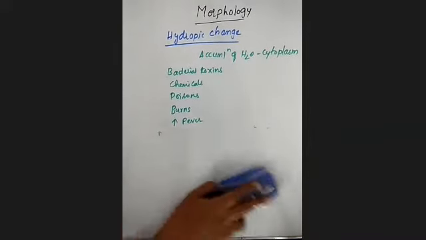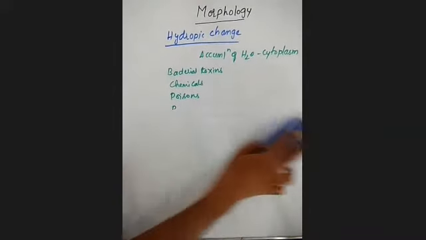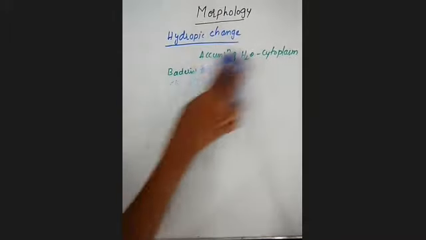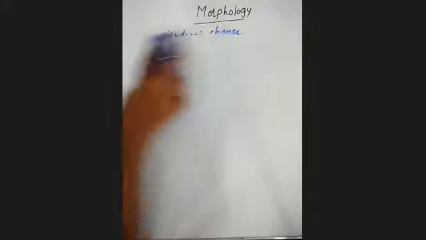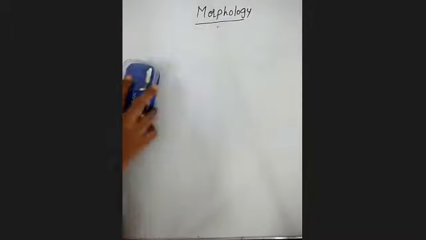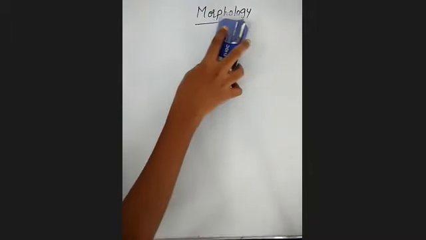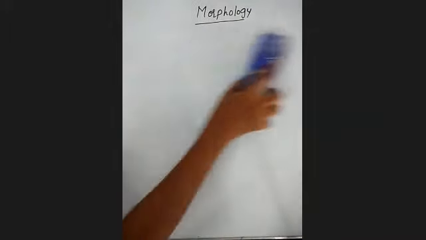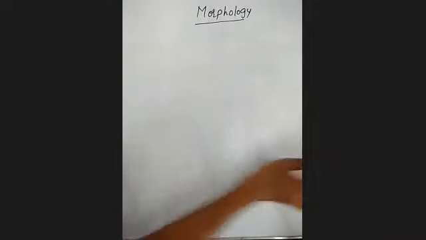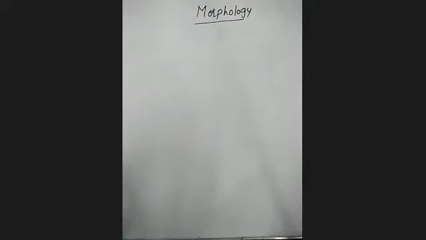Next we'll see the reversibility. Mainly this hydropic change, you will call a reversible change. Why do you call it a reversible change? Because upon removal of the injurious agent, we saw the different causes, right? Suppose if we remove those injurious agents, then the cell is going to recover to a normal state. Next we'll see some morphological features.